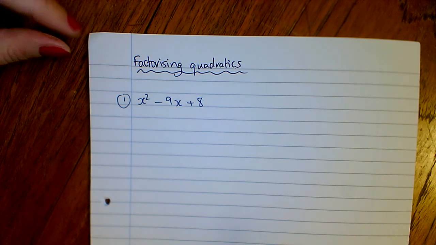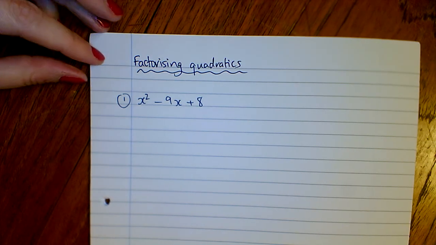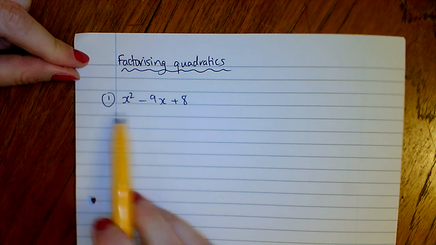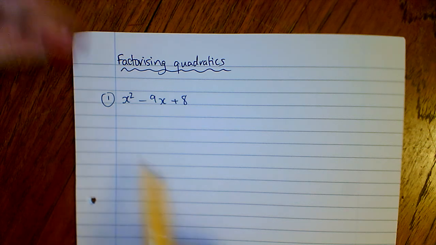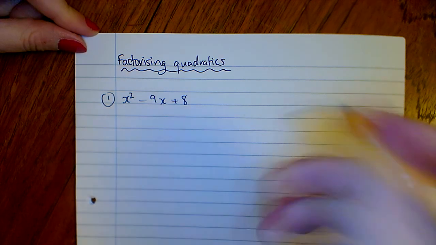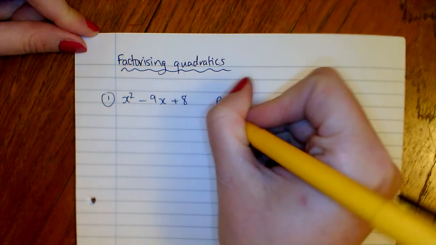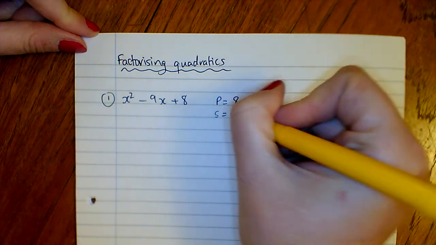Okay, so we're going to have a wee look at factorising quadratics because I know a lot of you are off. So we'll start with one of the basic ones that just starts with x squared. x squared minus 9x plus 8. So our product is 8. Our sum is the number in front of x.